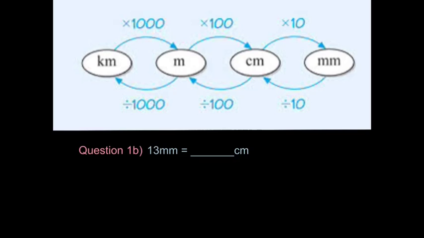Question 1b wants me to change 13 millimeters into centimeters. So if I look at my scale, I've got millimeters here and centimeters here. And if I want to go from millimeters to centimeters, I divide by 10. So I'm going to take 13, and divide it by 10. The answer is 1.3. So my answer is 1.3 centimeters. 1.3 centimeters is the same as 13 millimeters.